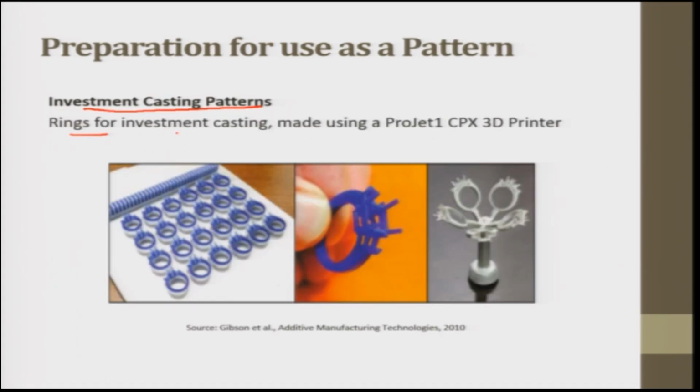Rings for investment casting made using this specific printer. Now, these are rings which are developed for investment casting. So, these are the patterns that are used, these are the patterns made, and these are the final rings. This is the final product and this is the pattern. This is additive manufacturing, or rapid manufacturing, when the rings are made.